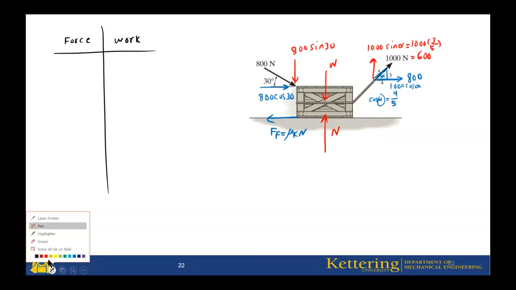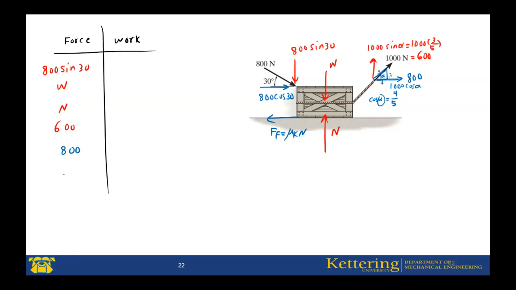You will see that we have some forces along the y. I use red color. Also, we have some forces along the x: 800, 800 cosine 30, and the frictional force. These are all the forces I have.